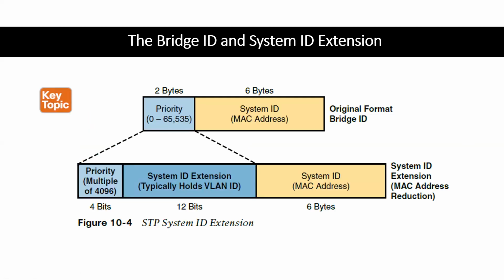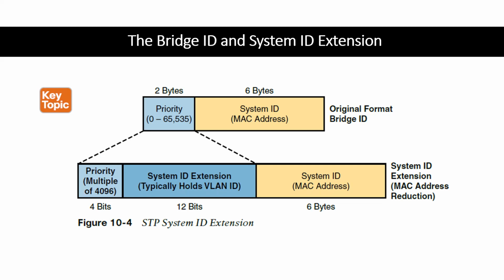All right, now let's move on. The bridge ID and the system ID extension. We went over this before. A switch's bridge ID, or BID, was formed by combining the switch's 2-byte priority and its 6-byte MAC address, which we see on the screen.